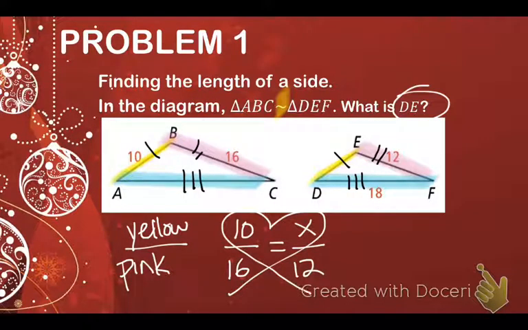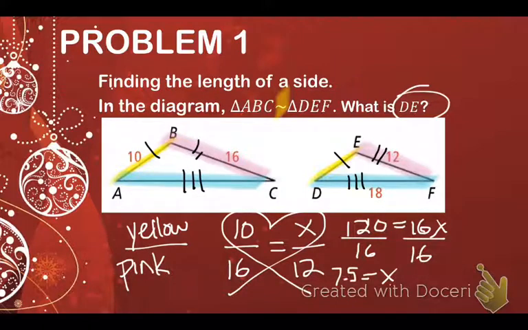From here, it is our proportional knowledge from yesterday. 10 times 12 is 120. 16 times x is 16x. Divide by 16 on both sides to get x is equal to 7.5. So my missing side, side DE, is 7.5.